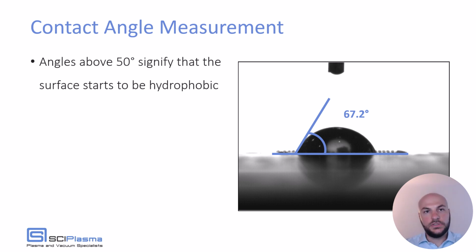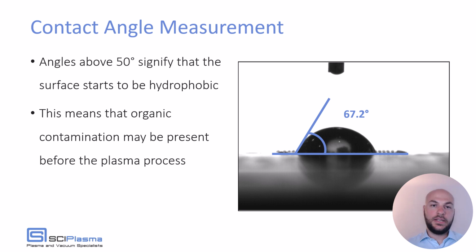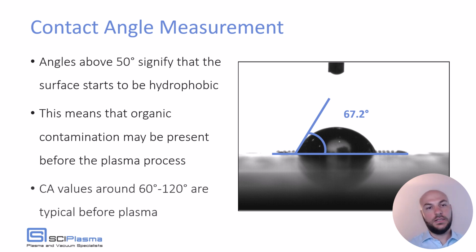Angles above 50 degrees signify that the water does not like to stick to the product very much. It would much rather stick to itself. This means that the surface is slightly hydrophobic, and this is caused by the organic contamination on top of the surface, which we have to remove with the plasma cleaning process. So before plasma, values between 60 to 120 degrees are really common on dirty products.